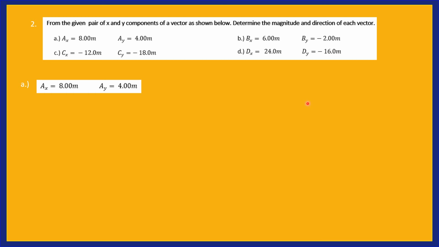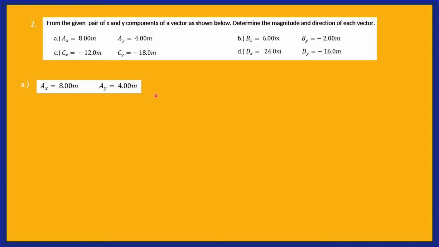Number 2 example. From the given pair of x and y components of a vector, there are 4 of them, A, B, C, and D. The question is, determine the magnitude and direction of each vector. For example, in question A, we have Ax equals 8 meters and Ay equals 4 meters. In this case, we are asked, what is the value of vector A?